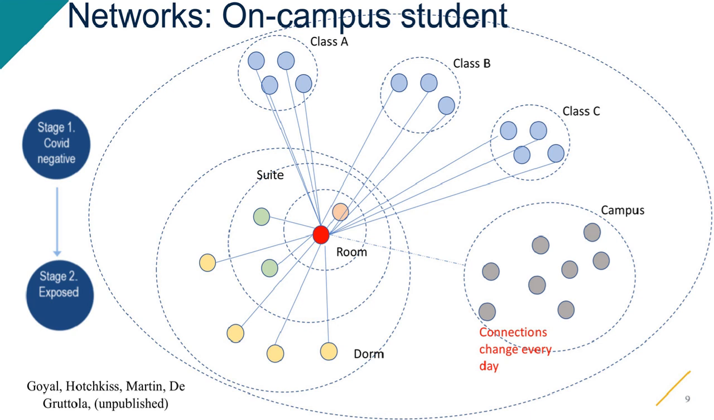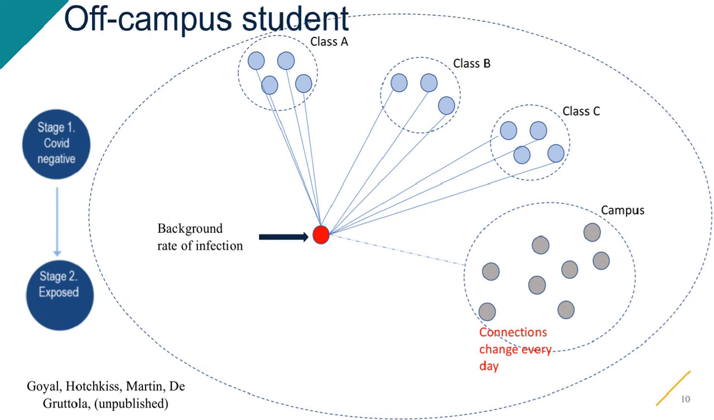As well as those fixed networks, there is also a network that changes over time, which is a random interaction on campus for everyone that is on campus. And there are also off-campus students who have a background rate of infection because they live in the community, and also are allocated into classes and have classroom connections.